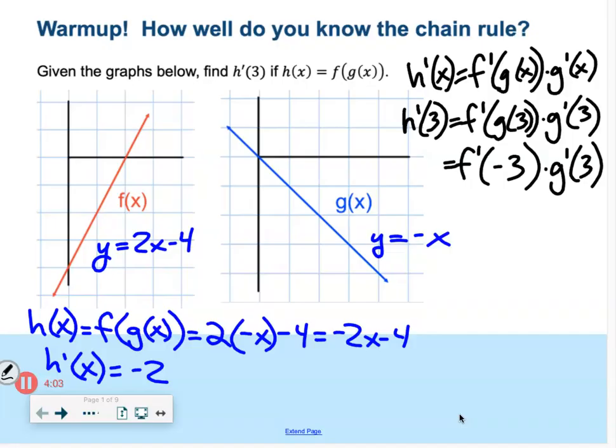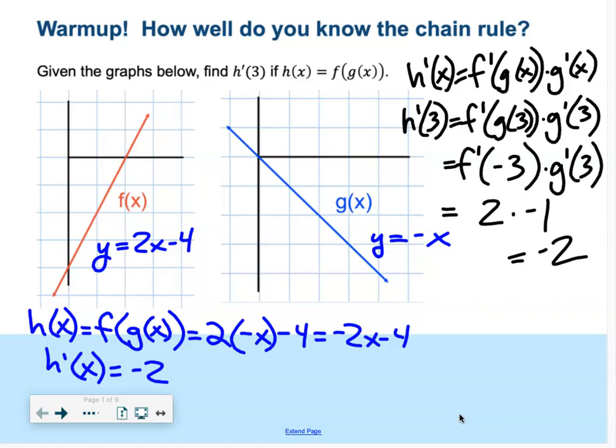All right, so what is this? It's the slope of f at negative 3 times the slope of g at 3. Now, the slope of f at negative 3 is the same as the slope of f anywhere on f because it's a line. So what's the slope of f? What's the slope of g? So what's our derivative? Negative 2. Right? Okay. Either way.